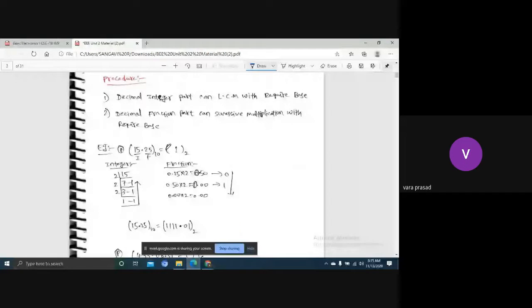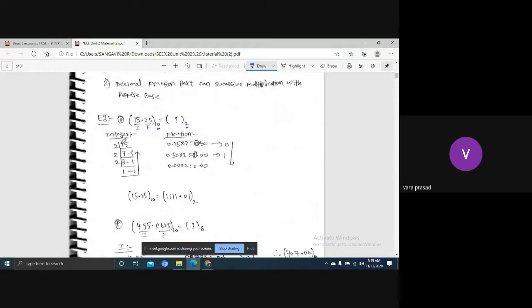Now 15.25. They have given a decimal number, and we need to convert it into binary. Please keep in mind, decimal to binary. Take 15 and divide repeatedly by the base 2, because we need to convert into binary. When the value is less than the base, we have to stop.